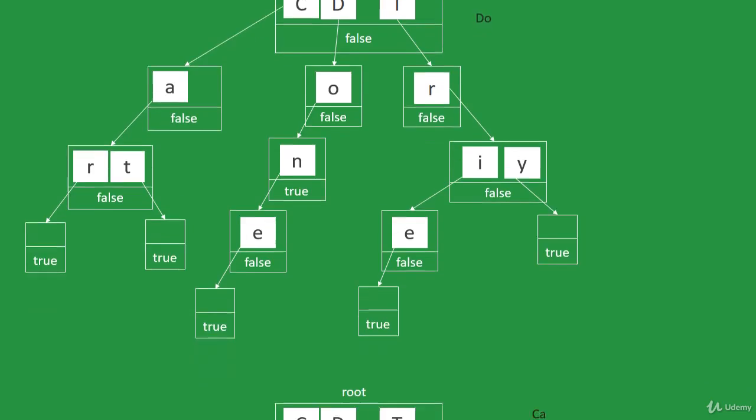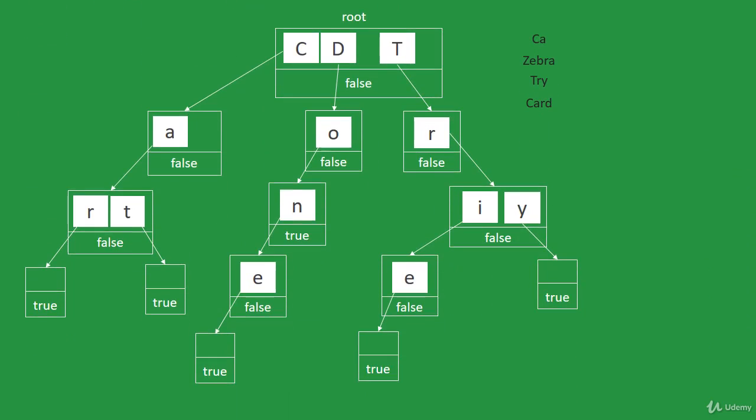Let's try to find some words. First word is CA. Remember, each node represents prefix, so we start at root and look for prefix C. We follow C's pointer, and in this node's table we are trying to find A, because in order to find CA, we need to find CA prefix. A is in table, so we follow its pointer and get to node which represents CA prefix. So we look at its word indicator, and since it is false, this word is not in our tree, even though we found corresponding prefix.